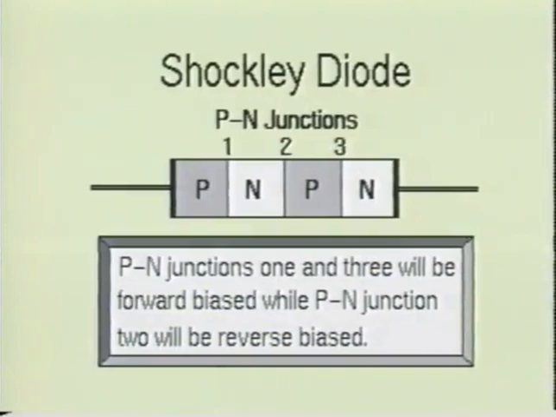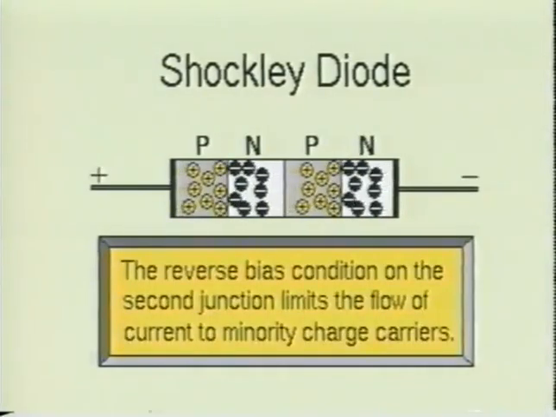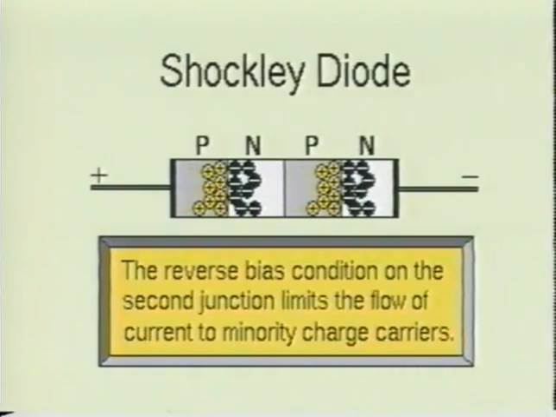Since the Shockley diode is a 4-layer device, it will have 3 PN junctions. 2 of the junctions will be forward biased, and the third will be reverse biased. When the diode is forward biased, junctions 1 and 3 will become forward biased, and junction 2 will become reverse biased. The reverse bias on the second junction will limit the current flow to minority charge carriers.